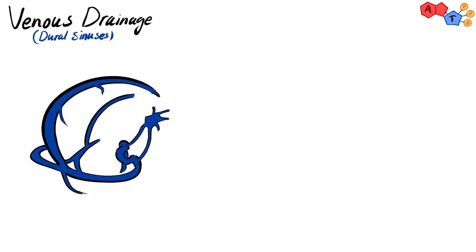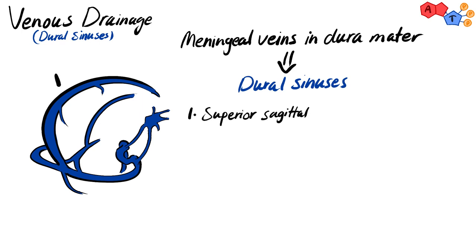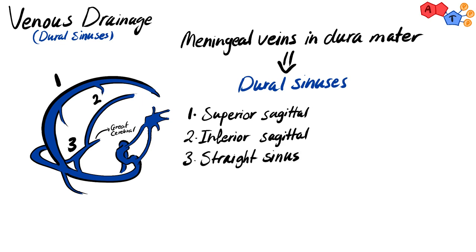Lastly, to conclude our video, we will mention briefly the venous drainage of the brain. So we have meningeal veins in the dura mater responsible of drainage. These veins will eventually drain into one or more of the valveless sinuses, which are superior sagittal sinus, then we have inferior sagittal sinus, and both superior sagittal and inferior sagittal sinuses are present in falx cerebri.